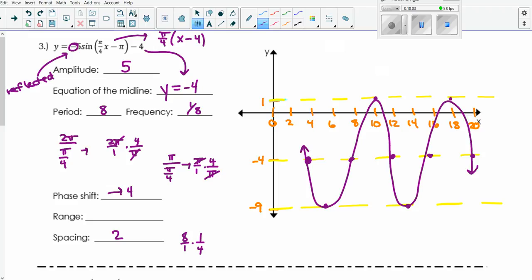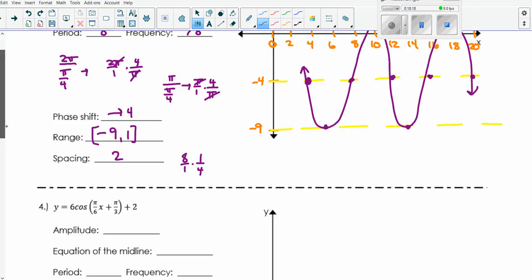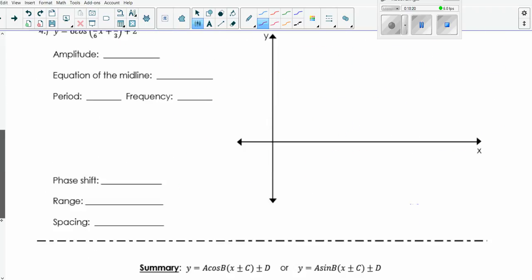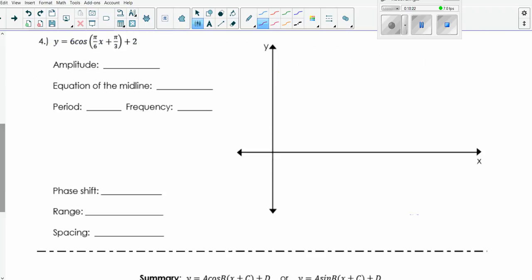There we go. Okay, don't forget to identify your range. Your range is going from -9 to 1. I'm going to double check since I already made a mistake with that to make sure it's right. That's a total distance of 10. Half of that's 5, which is my amplitude. Okay, last one. This should be a really good point, if you haven't yet, to pause it, try it, and then come back and maybe check your work.